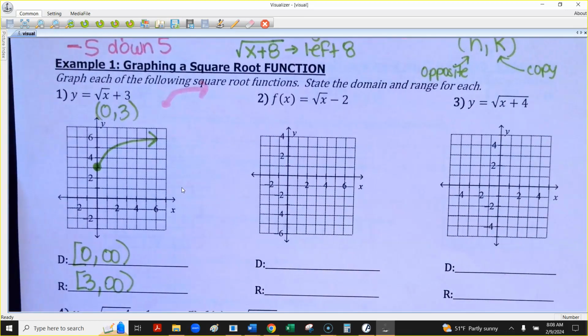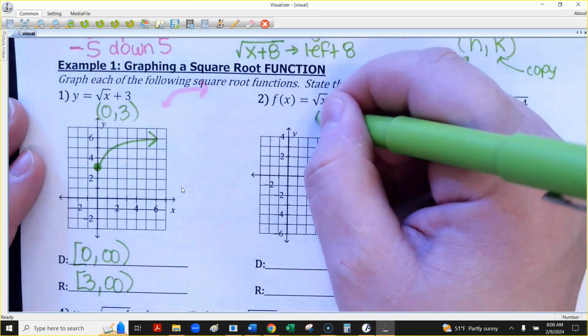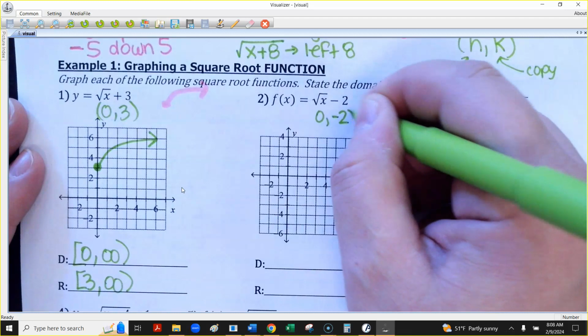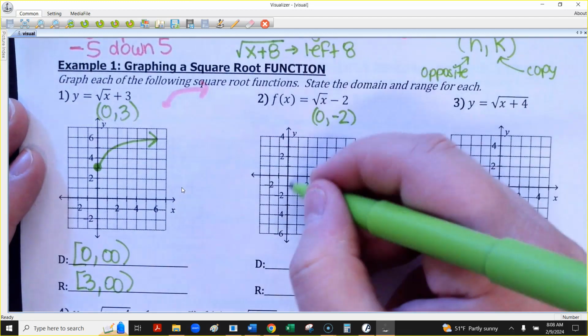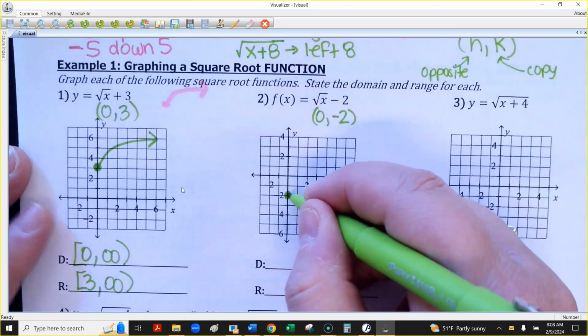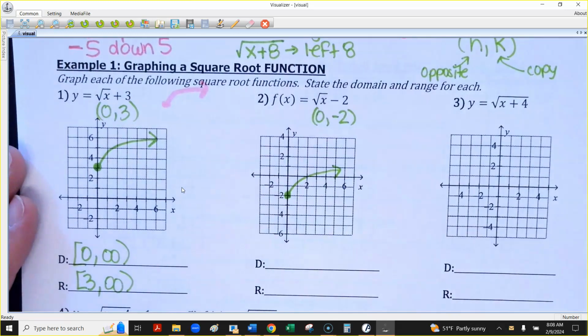Okay, let's try this one. I've got nothing inside with the x, so we're not going left or right, and I've got a -2. So 0, -2 is going to be where I start this. Nothing out in front making it negative, so we're just going to do a little top half sideways U, done.